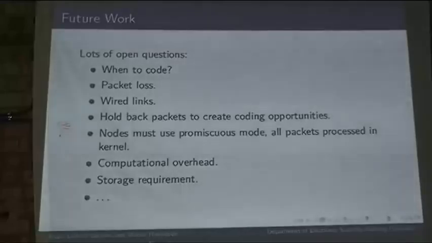Because the wireless nodes need to overhear the other transmissions, they should be in promiscuous mode. That means we have to process all packets in the kernel module, so there's a computational overhead there. There are also some storage requirements, because we need to store both the overheard packets and the packets we transmit ourselves, and the list goes on. We will try to answer some of these questions in the coming months, and hopefully we will turn to the next Batman mesh and have a Batman module with just a knob you turn on, and we turn on this network coding, and let's see if it works.